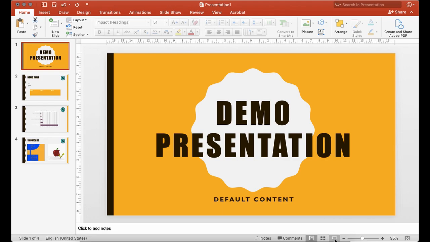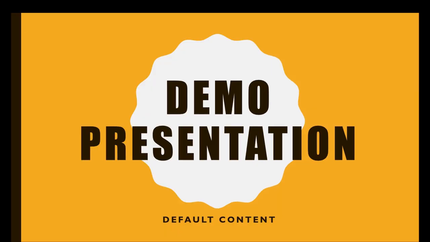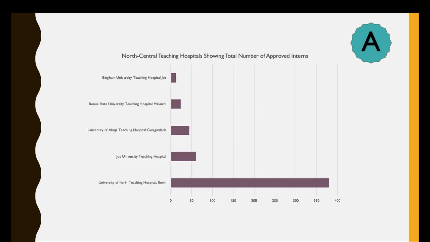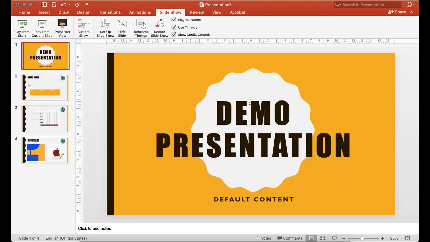I can run the slideshow by clicking this button down here, or by heading over to the slideshow ribbon and clicking play from start. Running through our slideshow by pressing the right arrow key, we notice that our slides are just changing. There is no animation between our slides. Everything is just happening instantaneously. Now that might be a little boring for some presentations, so using transitions might make that a little bit more exciting.